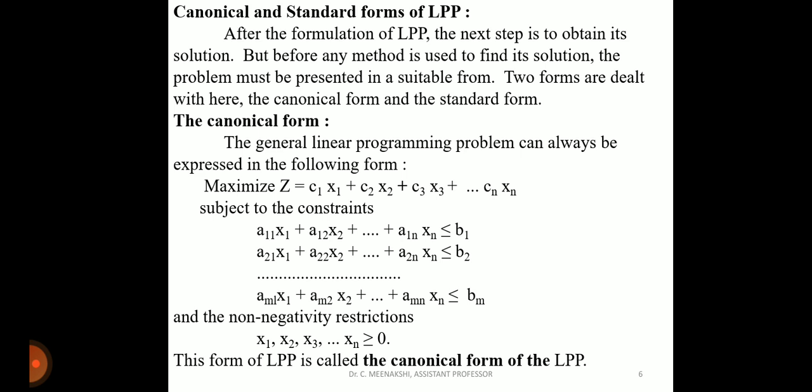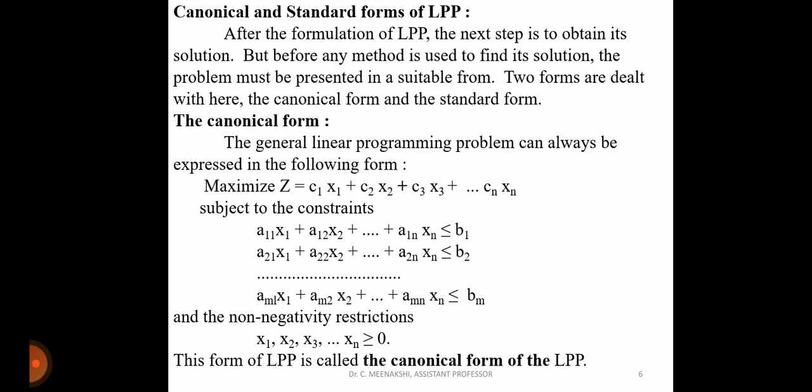Next, we have to see the standard and canonical forms of LPP. If you have any problem, first we have to formulate that LPP, then we have to put it in a suitable form, and then we have to find its solution. That form is known as the canonical form or the standard form. Two forms are used. First, we see the canonical form.